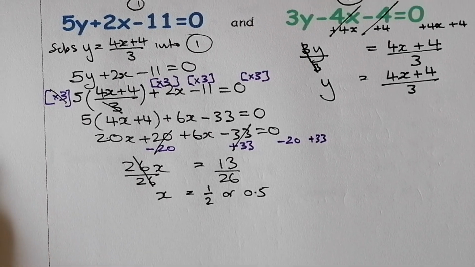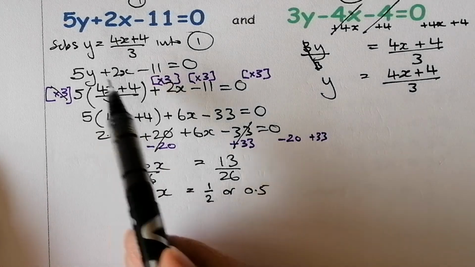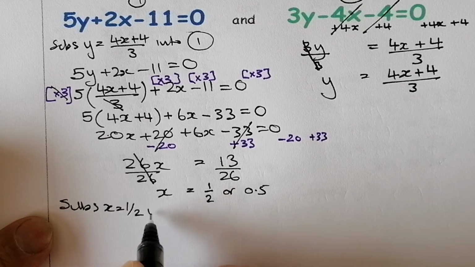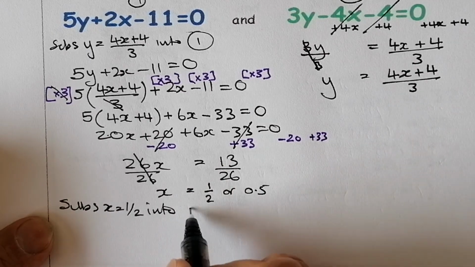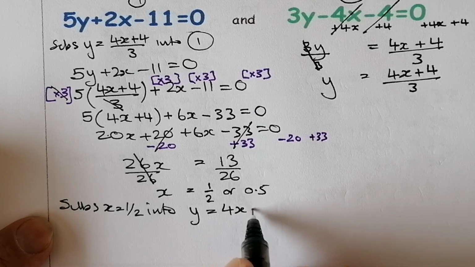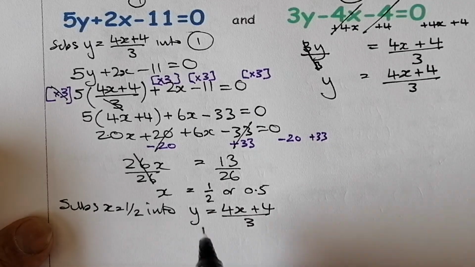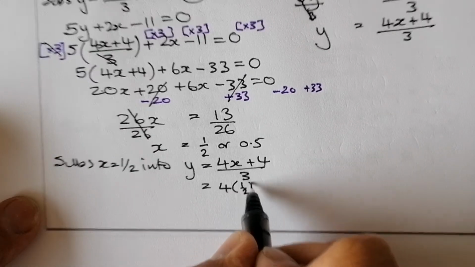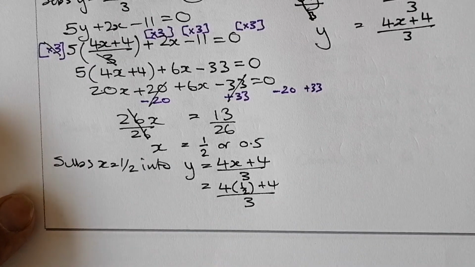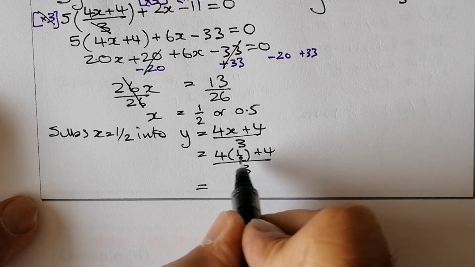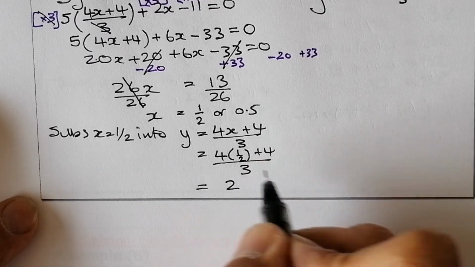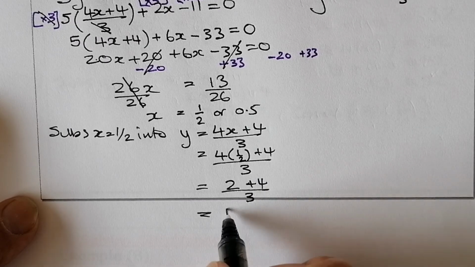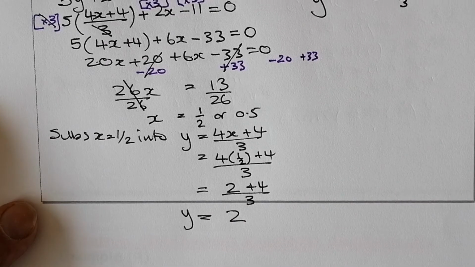So what I'm now going to do is find out what my y coordinate is going to be. So I'm going to substitute x equals a half into that equation that's up there. So that's the 4x plus 4 all divided by 3. So what I've got here is a half going in here, so that's 4 times a half plus 4 all over 3, right? So what we've got is 4 times a half is just 2, or a half of 4 is 2, plus 4 all divided by 3. So that gives me 6 divided by 3. So that gives me a y coordinate of 2.